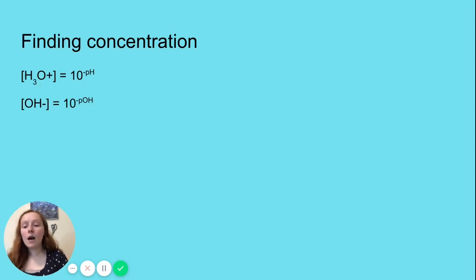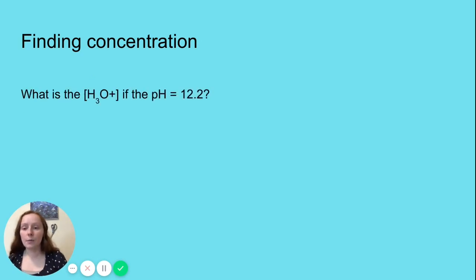All right, so now what happens if I give you a pH or a pOH and I want you to find concentration from that number? It's super easy. These are your formulas. The concentration of H3O plus is equal to 10 to the negative pH. That's it. So you take your pH, you make it negative, you put 10 to that exponent, and there's your concentration. Same thing with pOH and the concentration of OH. So if I give you one or the other, you should be able to find the next one. So I'm going to do some of these practice problems again on the whiteboard.